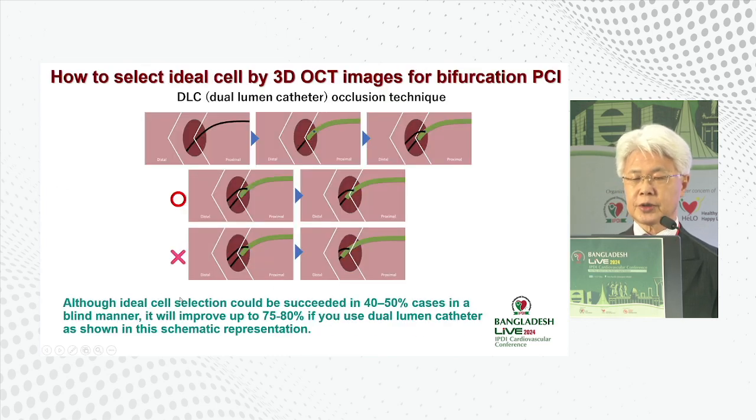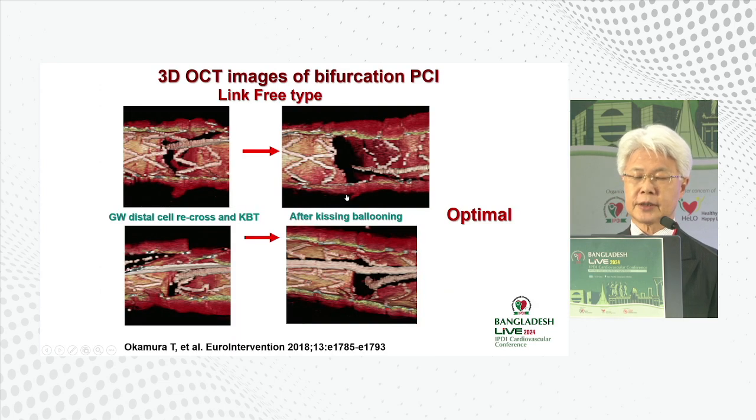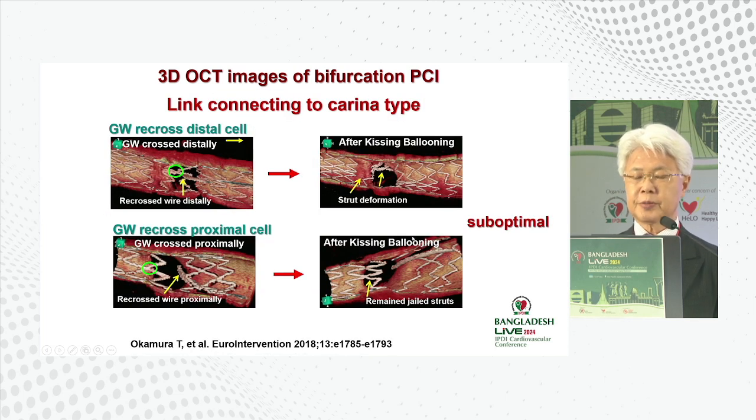At that time, you try to use a dual lumen catheter. If the dual lumen catheter goes in, the wire is in the same cell, but it is difficult to push in so that you succeed to select the distal cell. If you succeed in the distal cell and KBT, you can get a very optimal result, as shown in this slide. However, even if you select the distal cell, if there is a link at the orifice, you may still have lots of struts and deformation of the main branch struts.